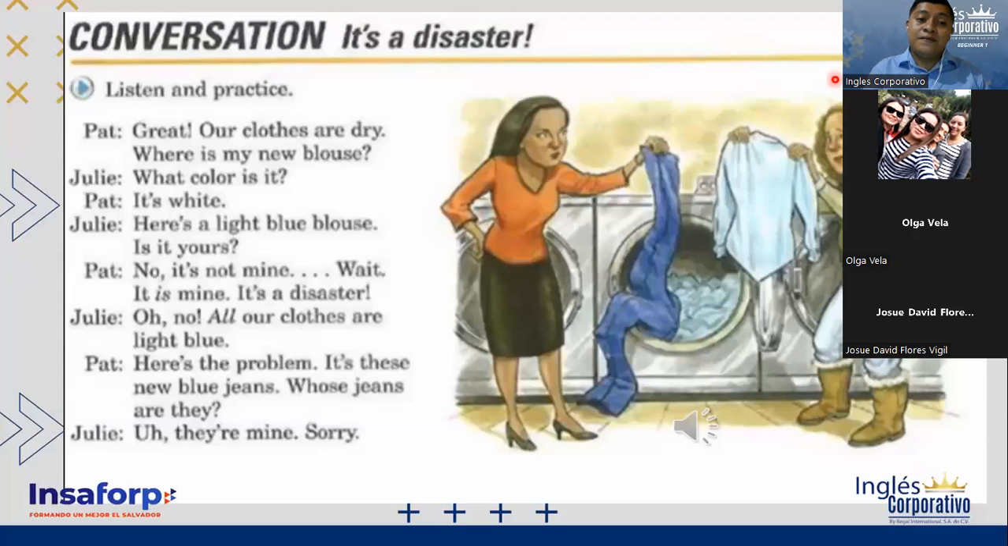Here's a light blue blouse. Is it yours? No, it's not mine.